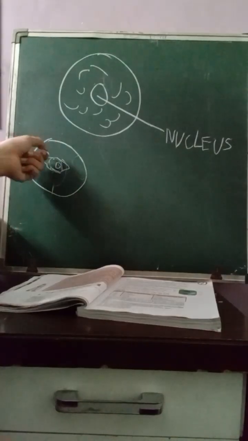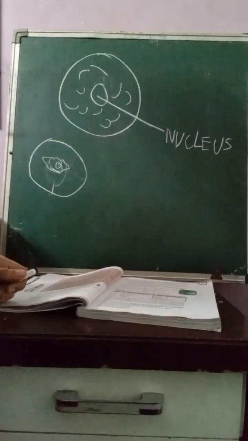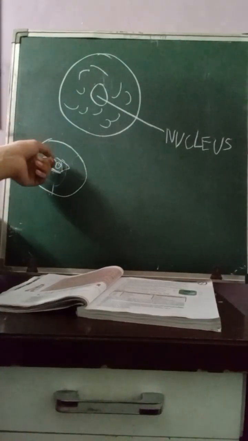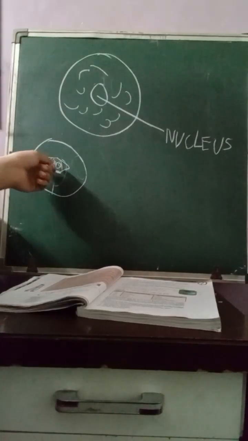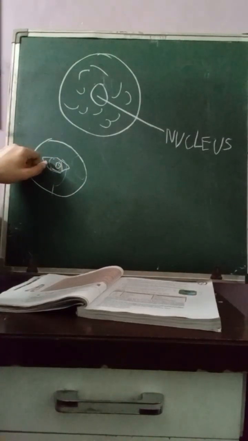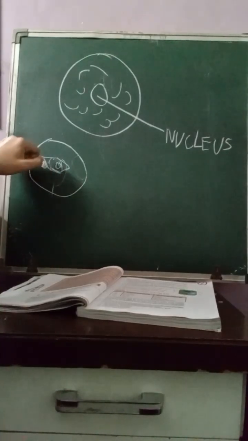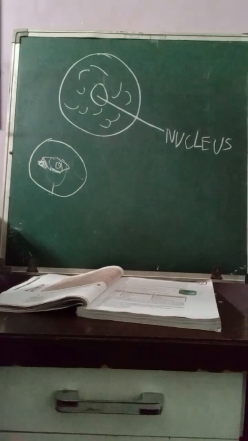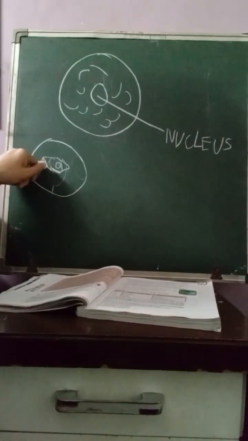So, they don't have a well-defined nucleus, and their genetic material is present in a region called the nucleoid. This is not the nucleus, but it is near it, just like a little point on the left or right side of the cell. Now, this is the lack of membrane-bound organelles.